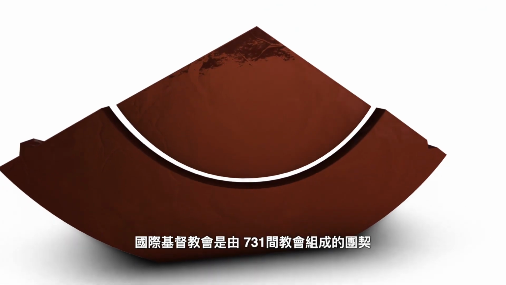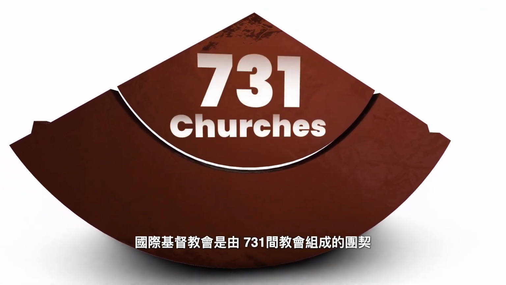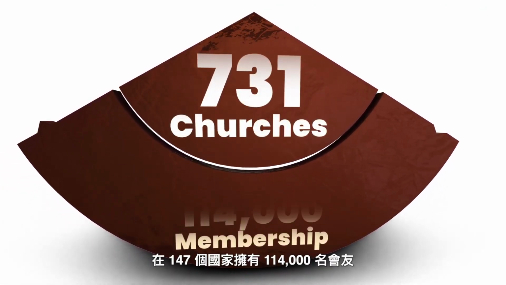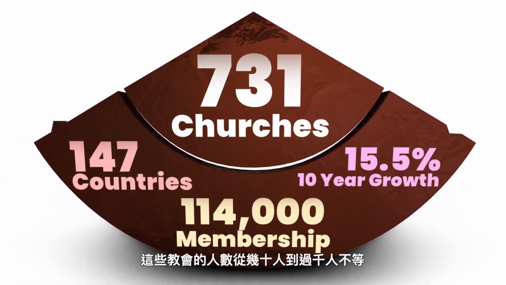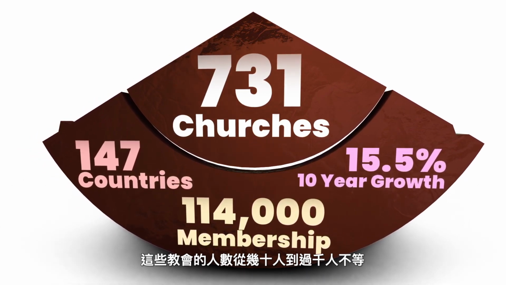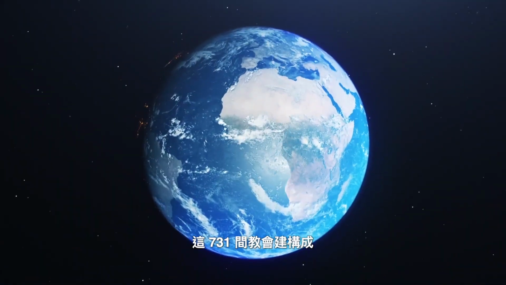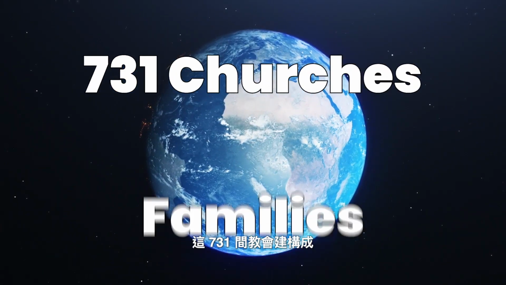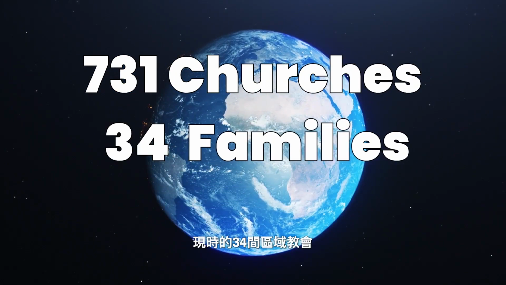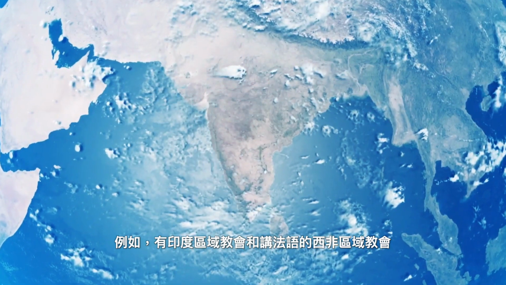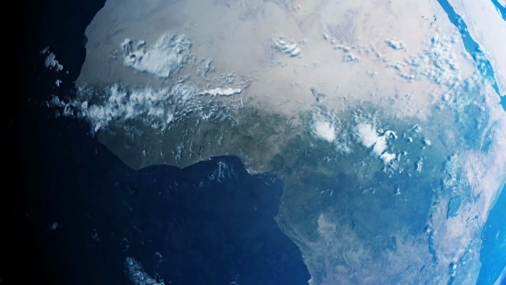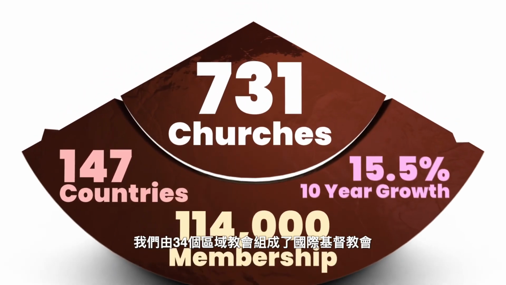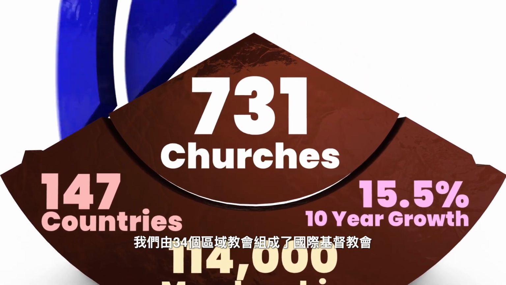So let's dive in. The International Churches of Christ is a fellowship of 731 churches, with a membership of 114,000 in 147 countries. These churches range in size from a couple dozen to over 1,000. These 731 churches are organized into families, and we have 34 families of churches. For example, there's the Indian family of churches and the French-speaking West Africa family of churches. So again, there are 34 families of churches that make up the International Churches of Christ.